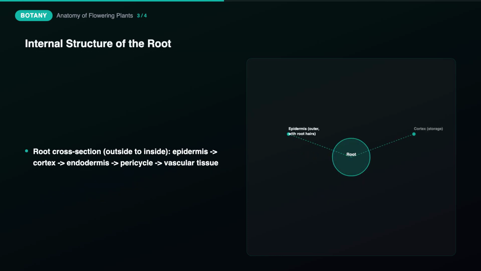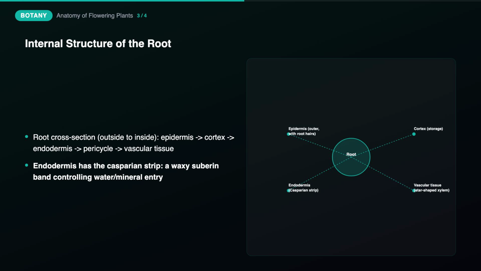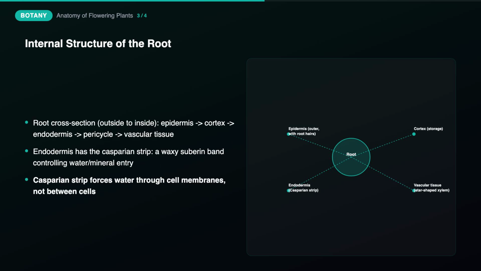Cutting across a young dicot root from outside in, you first encounter the epidermis, a single protective layer with root hairs for water absorption. Beneath it lies the cortex, several layers of parenchyma cells for storage. The innermost layer of the cortex is the endodermis, a critically important single layer of cells, with a band of waxy suberin deposited on their radial and transverse walls, called the Casparian strip. This strip forces all water and minerals to pass directly through the endodermal cell membranes, rather than slipping between cells, giving the plant selective control over exactly what enters the vascular tissue.